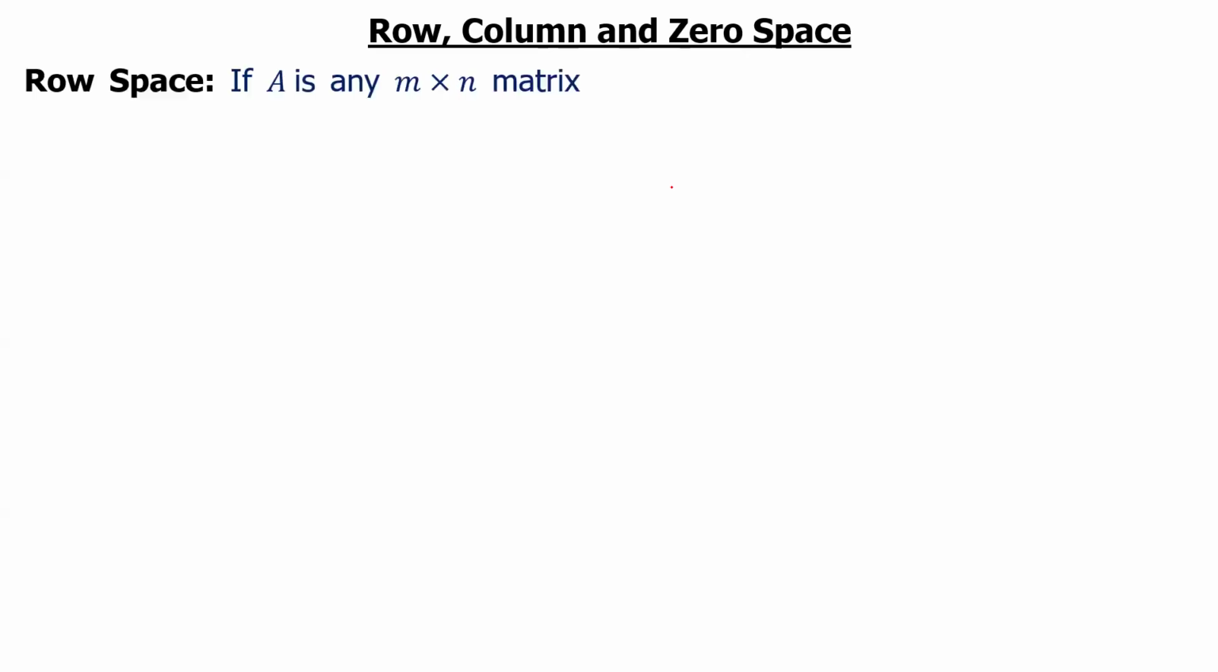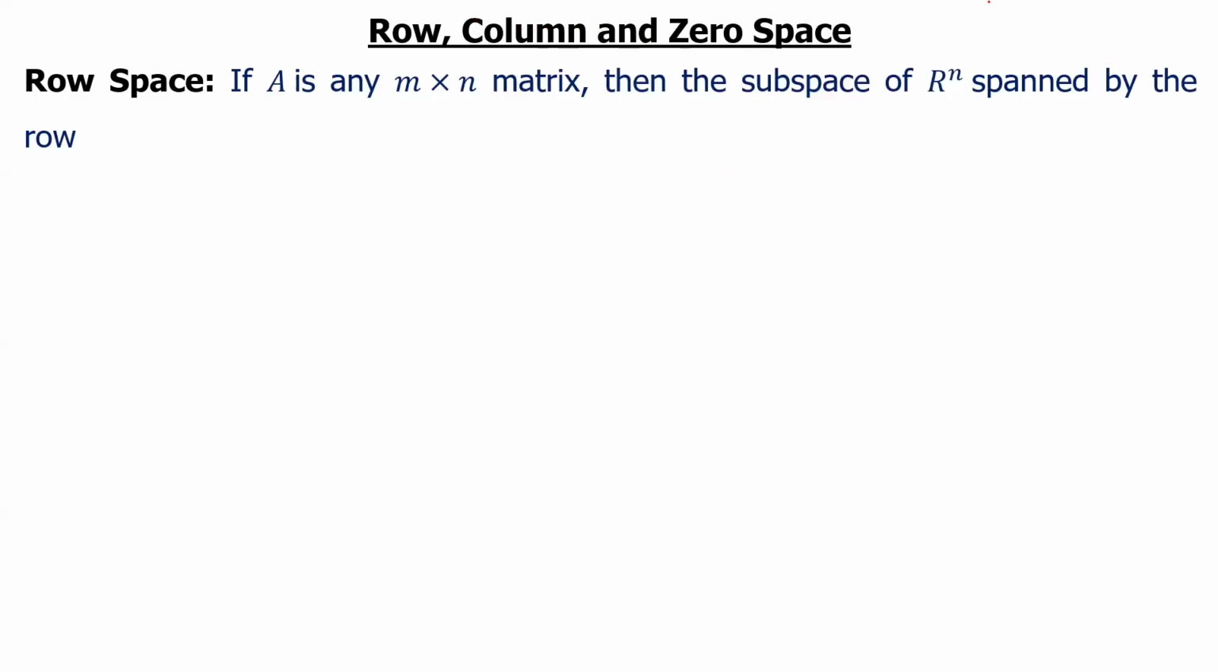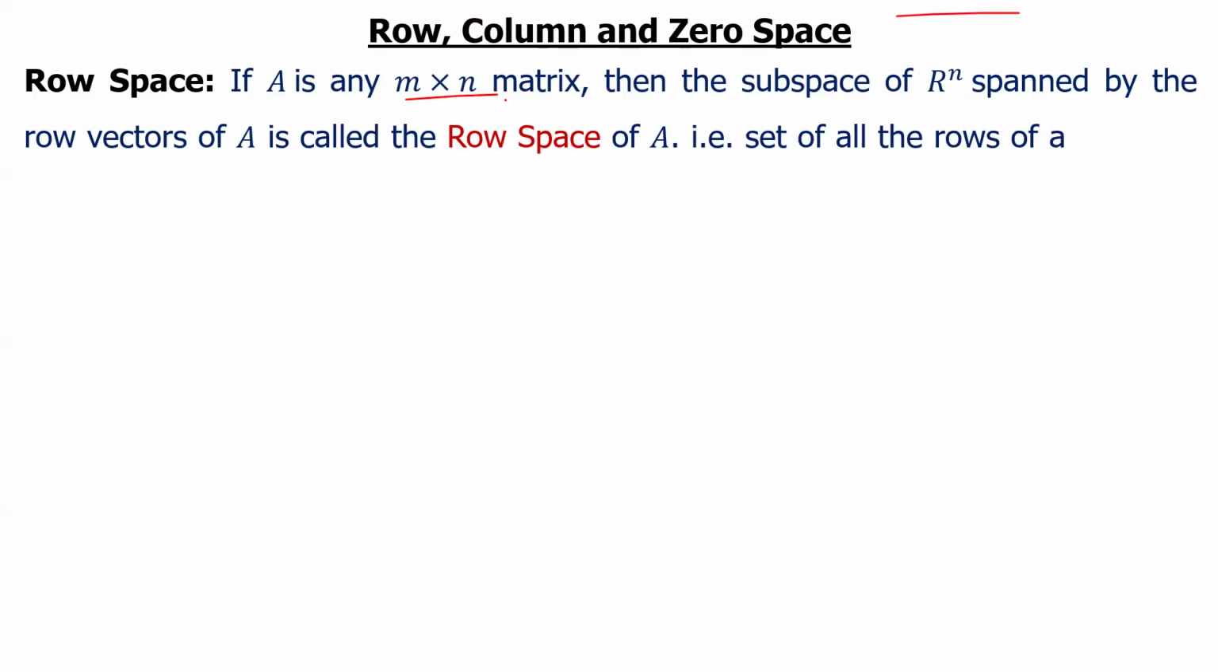Row space: if A is any m by n matrix, then the subspace of Rn spanned by the row vectors of A is called the row space of A. That is, the set of all the rows of a matrix is called the row space.